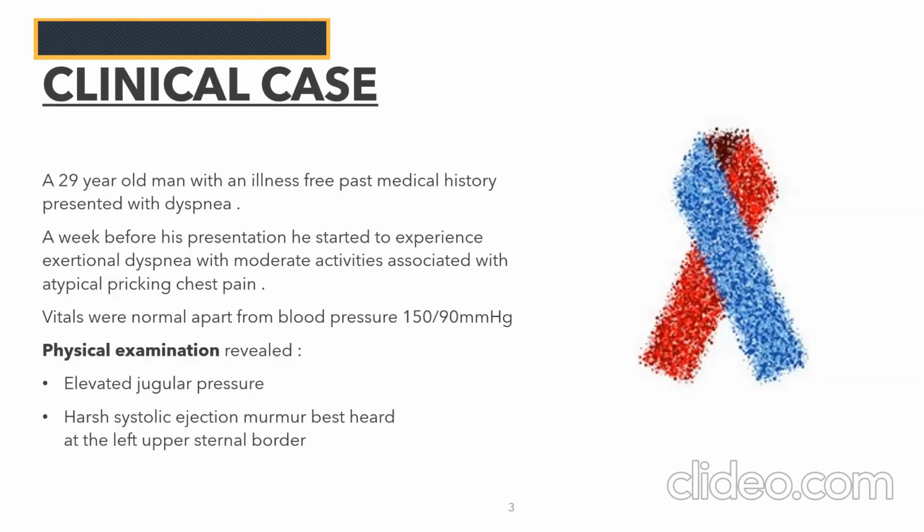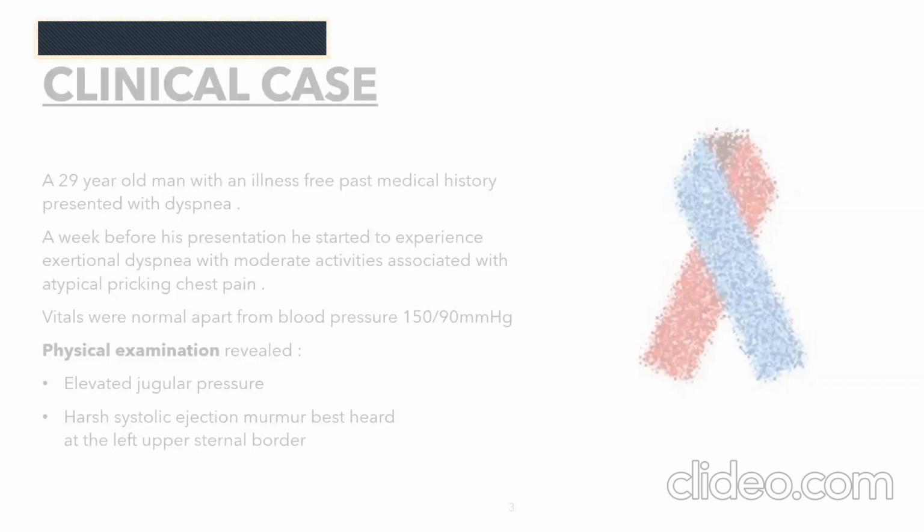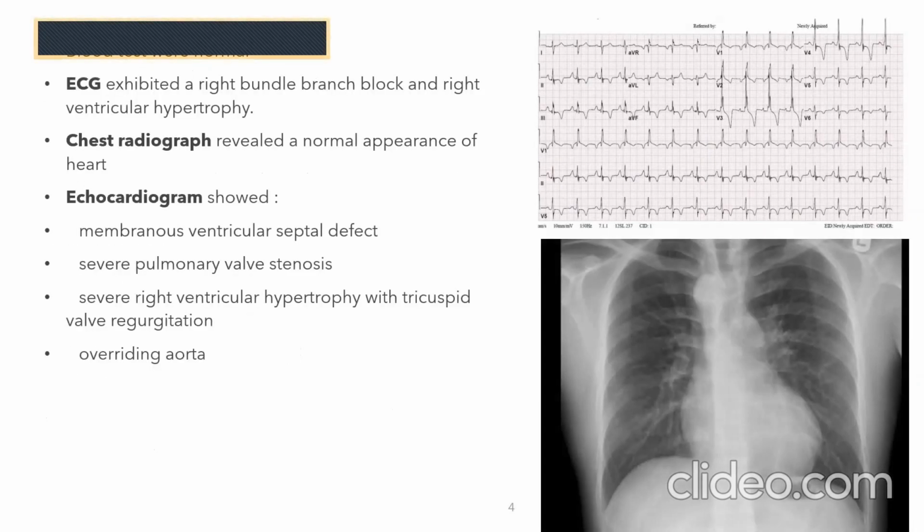Physical examination revealed elevated jugular pressure. High systolic ejection murmurs were best heard at the left upper sternal border. Blood tests were conducted and they were normal. Electrocardiogram exhibited a right bundle branch block that could be detected from the precordial lead V1 by the M pattern, and right ventricular hypertrophy.